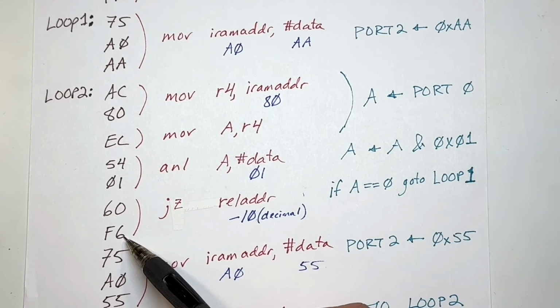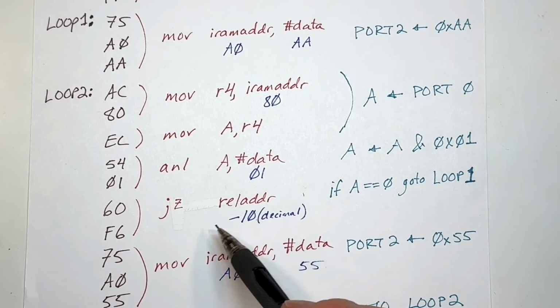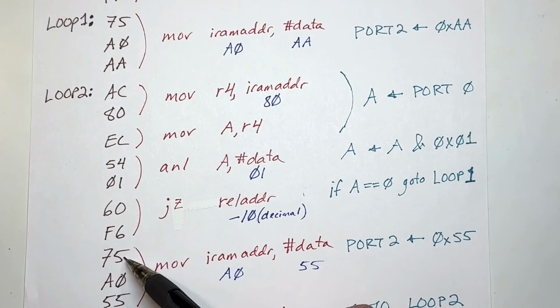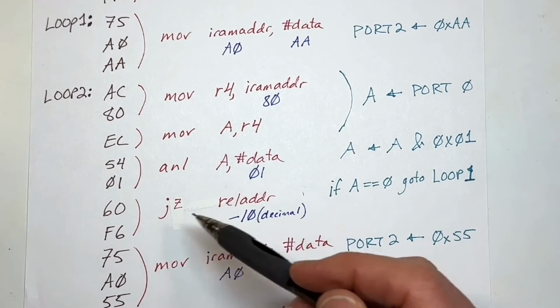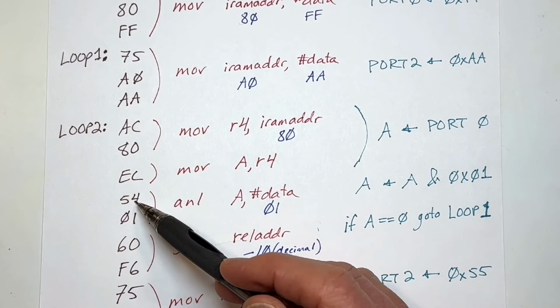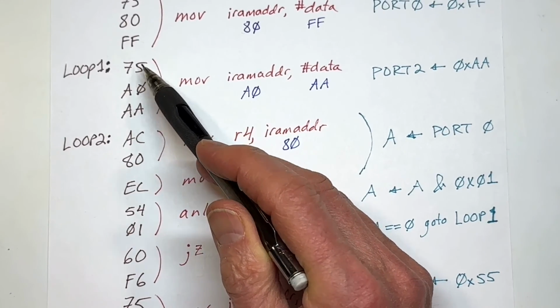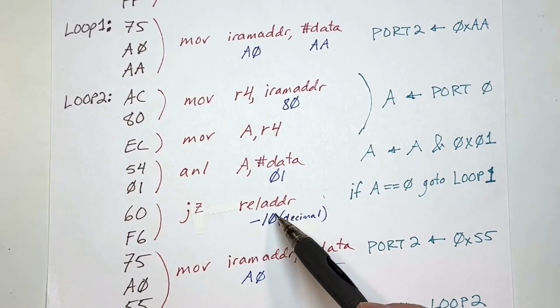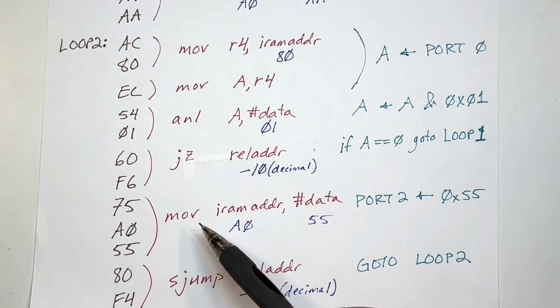Okay, F6 is a signed binary number for -10 in decimal. So that's -10 from the address of the next instruction. So we want to go to loop 1. Okay, start here, counting back 1, 2, 3, 4, 5, 6, 7, 8, 9, 10. That's the address of loop 1. So that's our relative address of -10 from this location here.